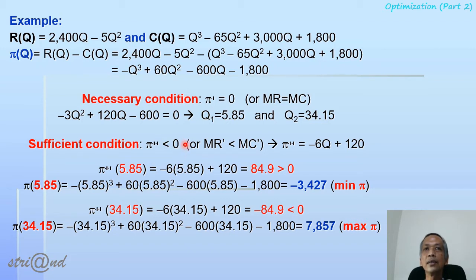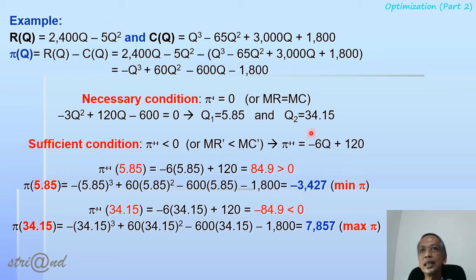Now let's find the second derivative by substituting the first quantity, 5.85. When 5.85 is substituted in the second derivative, we can see that the result is 84.9, which is greater than 0. Because it is greater than 0, from our discussion in part 1, we know that 5.85 is the quantity that will minimize the profit, not maximize. So when 5.85 is substituted into the profit equation, we find that the minimum profit is negative 3,427. This is the minimum profit.